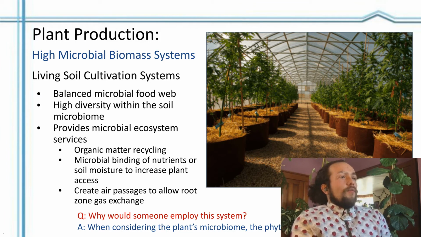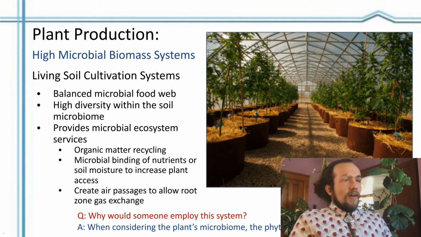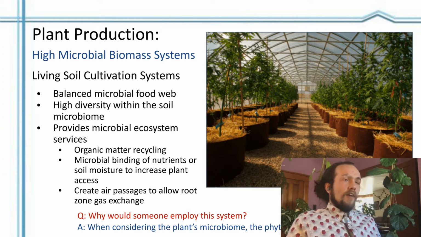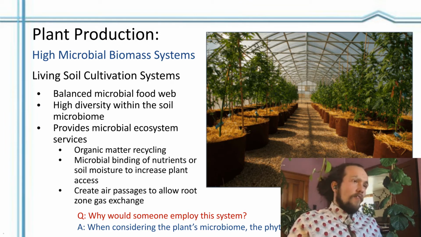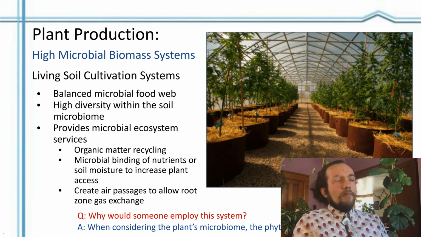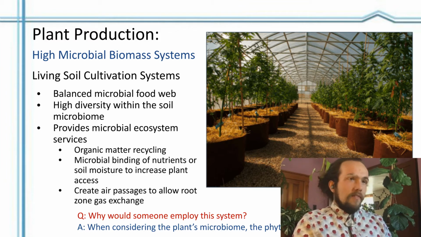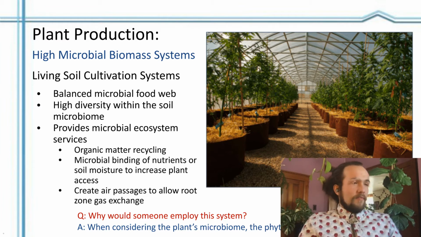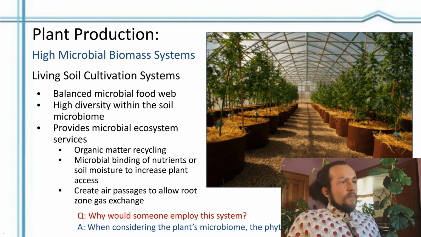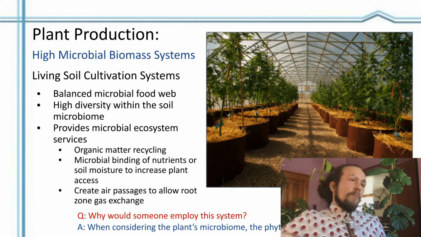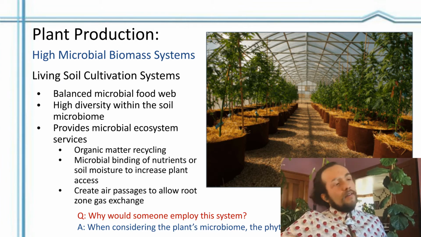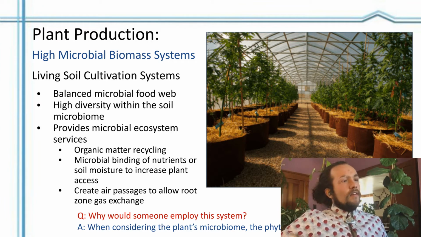And also with lots of microorganisms, things like fungi can make a lot more pore space in the root zone, which allows more oxygen both to the roots and microbial communities. Because typically our pathogens are anaerobic and our beneficials are aerobic microorganisms. So more oxygen means less favorable conditions for plant pathogens to survive to some degree. So why would somebody employ this type of system when they are considering the plant's microbiome or the phytobiome in their cultivation techniques?